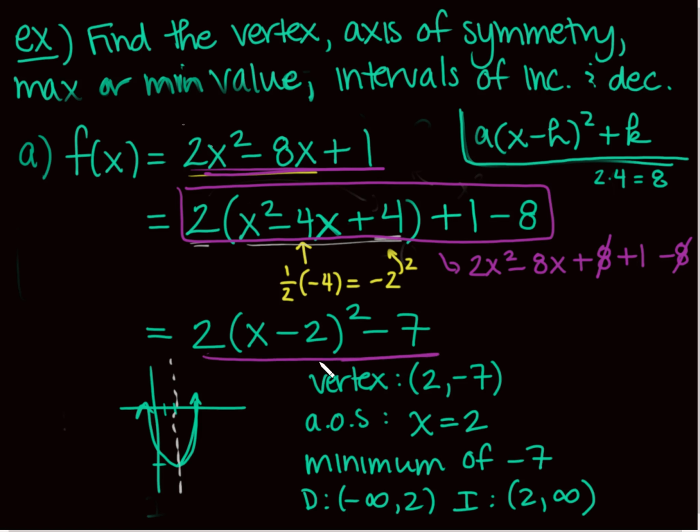Again, this form right here, FOIL that all out. FOIL out that x minus 2 squared. If you FOIL that out, take the 2 through, simplify everything, you best be getting what you got up here, okay? Let's do one that's maybe a little bit harder.